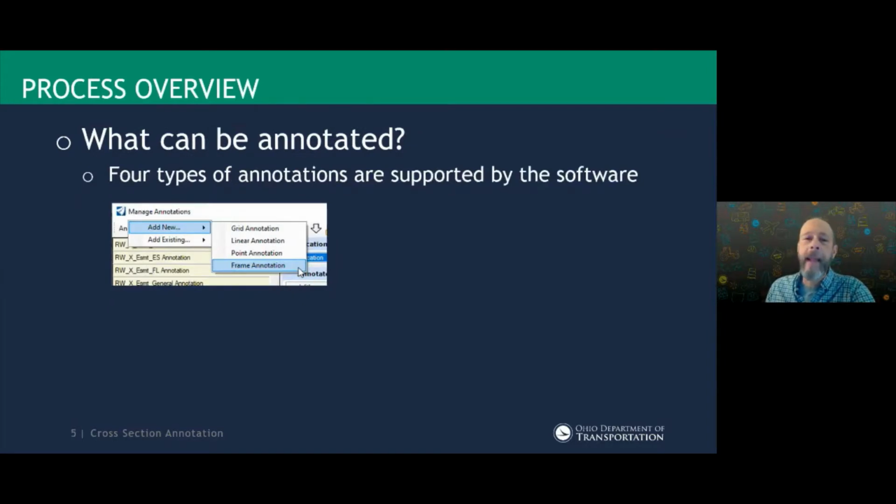So what can be annotated? Bentley provides 4 types of annotations, actually. The grid, linear annotations or segments, point annotations, and the last one is a frame annotation, which we're not using for any of the ODOT stuff, so I'm not going to cover that.